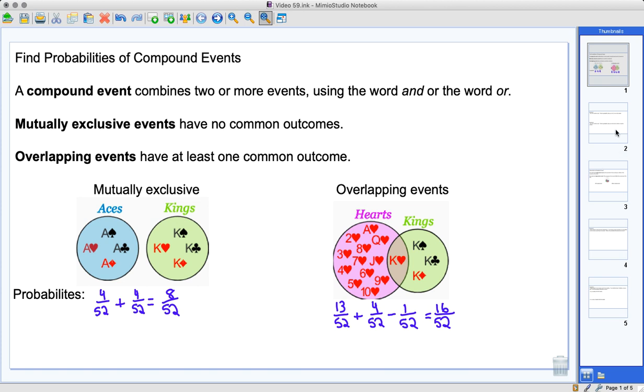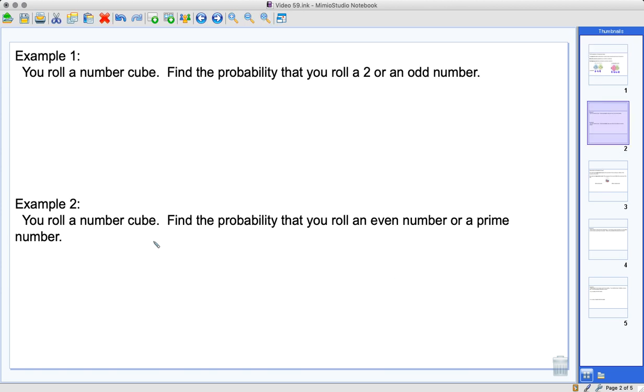Okay. All right, so you roll a number cube, so roll a die. Find the probability you roll a 2 or an odd number. So probability roll a 2, 1 out of 6. An odd number would be 1, 3, and 5, so that would be 3 out of 6. Okay, are these overlapping or are they mutually exclusive? Okay, well there's no 2. 2 is not an odd number, so these are mutually exclusive. Okay, so you would get 4 out of 6 as your total probability.